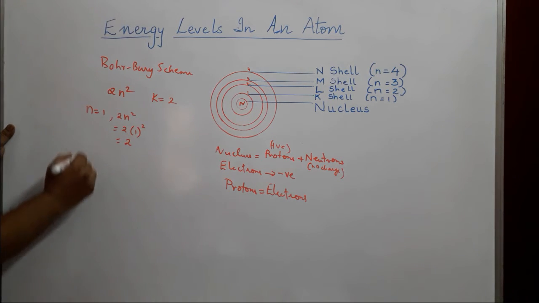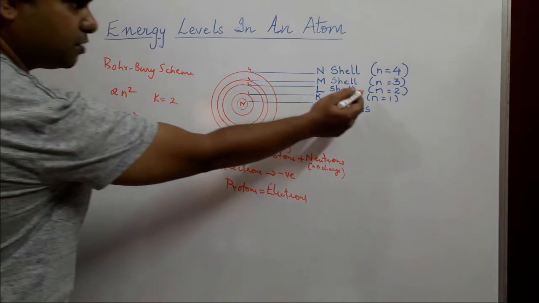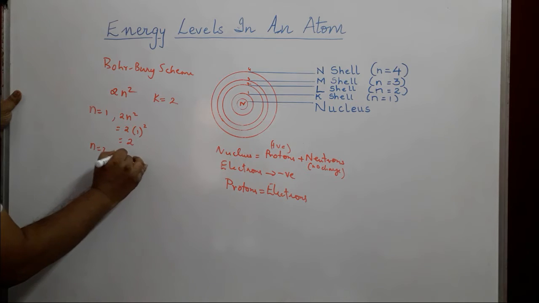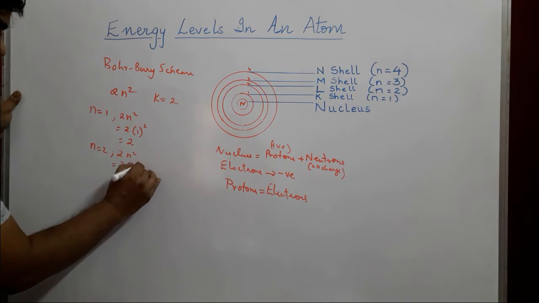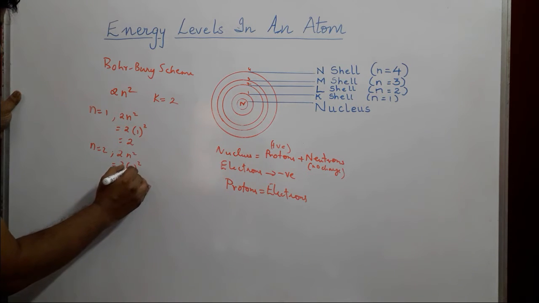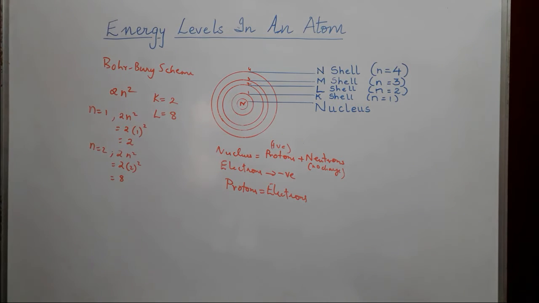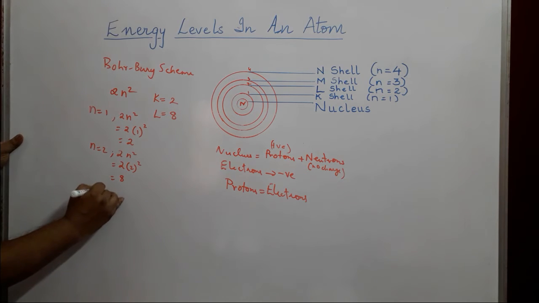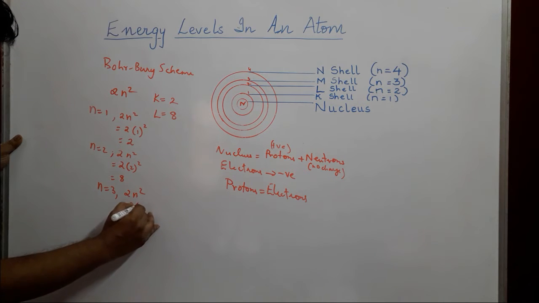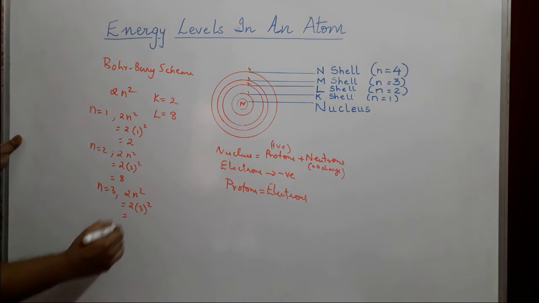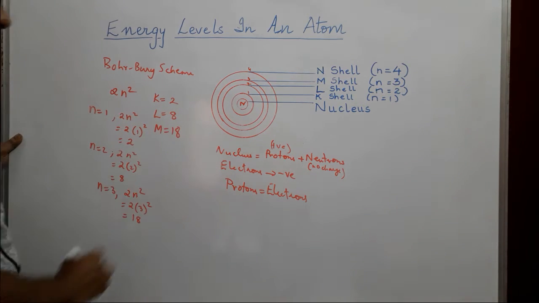Next, n equal to 2. This is the second orbital or shell. So we put the formula. So 2n square, which is equal to 2 into 2 whole square. 2 whole square is 4, 4 into 2 is 8. So that means L has place for 8 electrons. What about n equal to 3? 2n square, which will be equal to 2 into 3 whole square. 3 whole square is 9, 9 into 2 is 18. So which means M has space for 18 electrons.